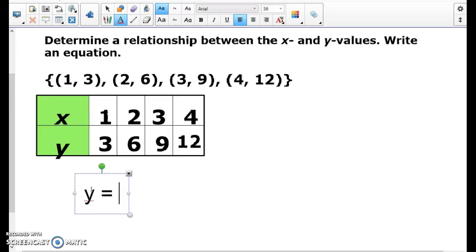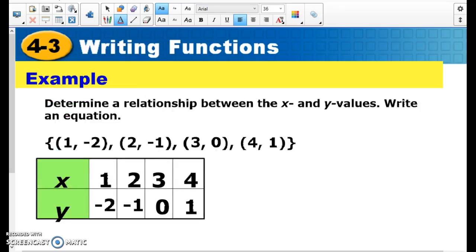If you think it's adding, those are pretty easy to eliminate because you try the first one. Well, 1 plus 2 is 3, but 2 plus 2 is not 6. So you know it can't be adding. So you know it has to be something with multiplying. 1 times 3 is 3. 2 times 3 is 6. 3 times 3 is 9. 4 times 3 is 12. So it is multiplying by 3. So y equals 3 times x for my rule.